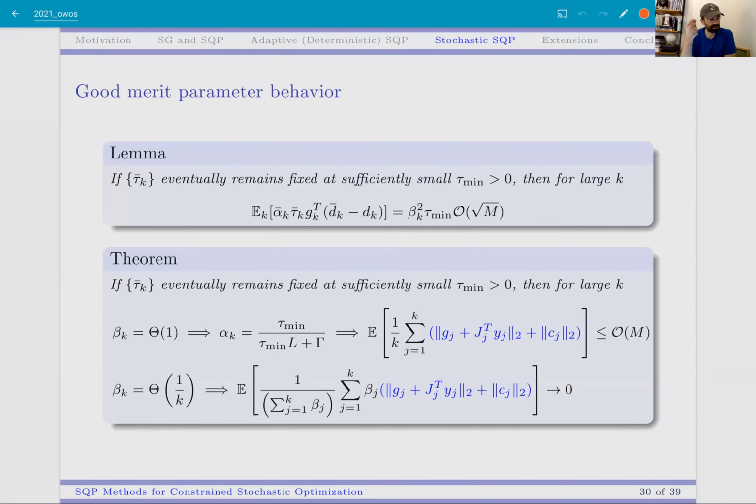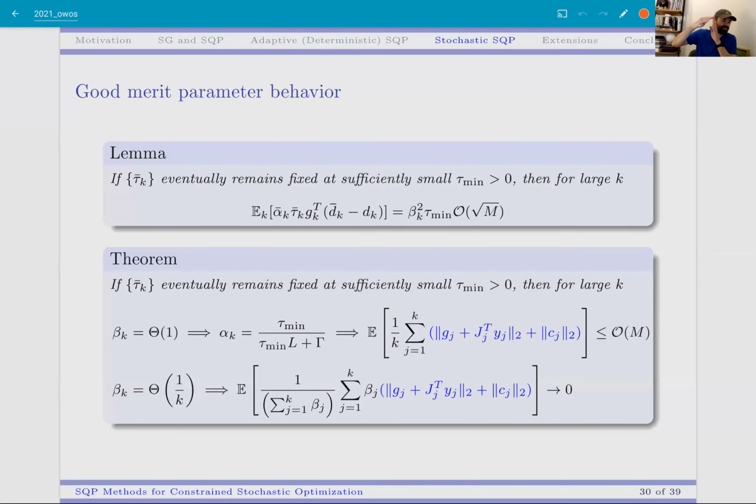Now, one more caveat that I do need to say is that this result requires an assumption about the behavior of the merit parameter sequence. This is something that the algorithm is adjusting adaptively based on stochastic quantities. And so you could imagine that there are scenarios, realizations, where things could get out of control. Now, there is some bright side to this, though.